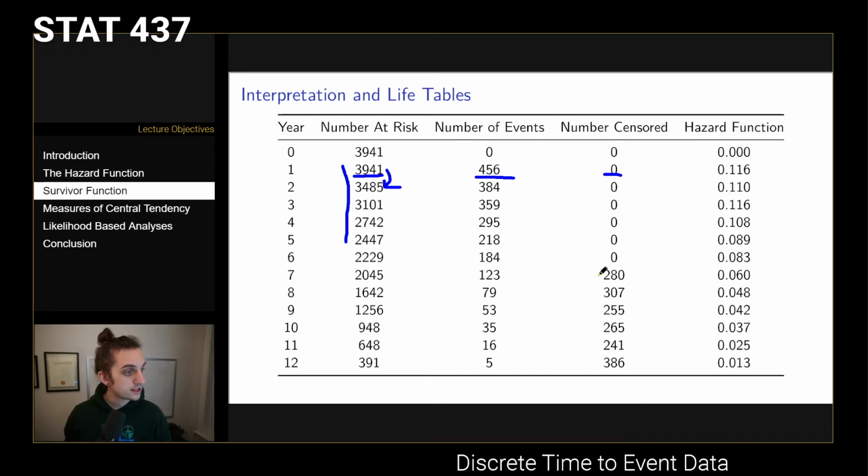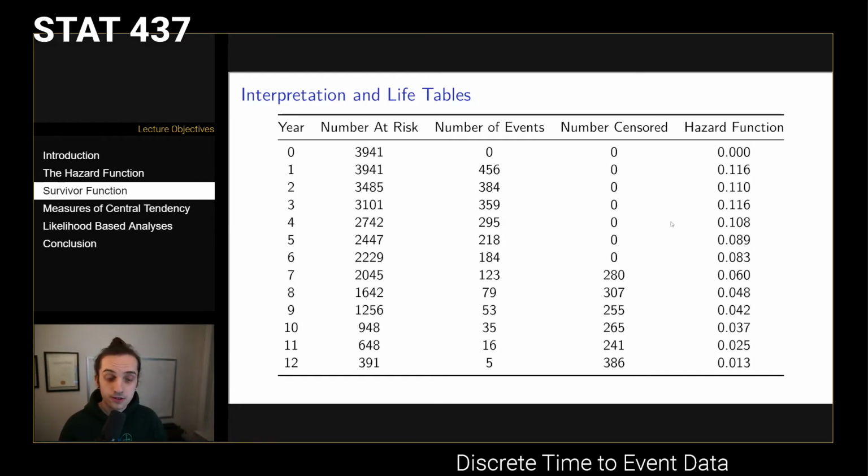But once we actually start censoring individuals, you can see this 2045. If you take off 123 and you take off another 280, well, that's going to give us this 1642 here. And so the idea is that we can actually get this estimated hazard function directly from this life table. You don't need to actually see the data itself.